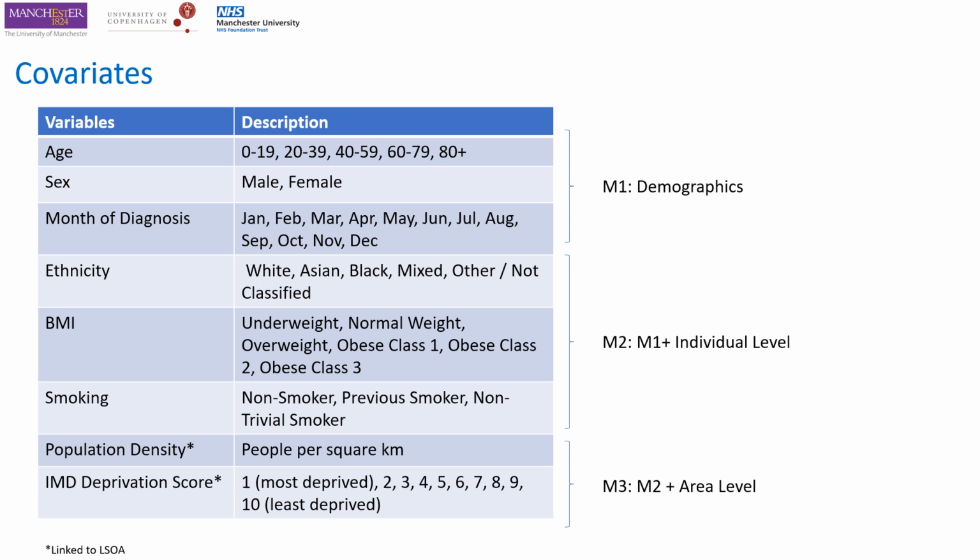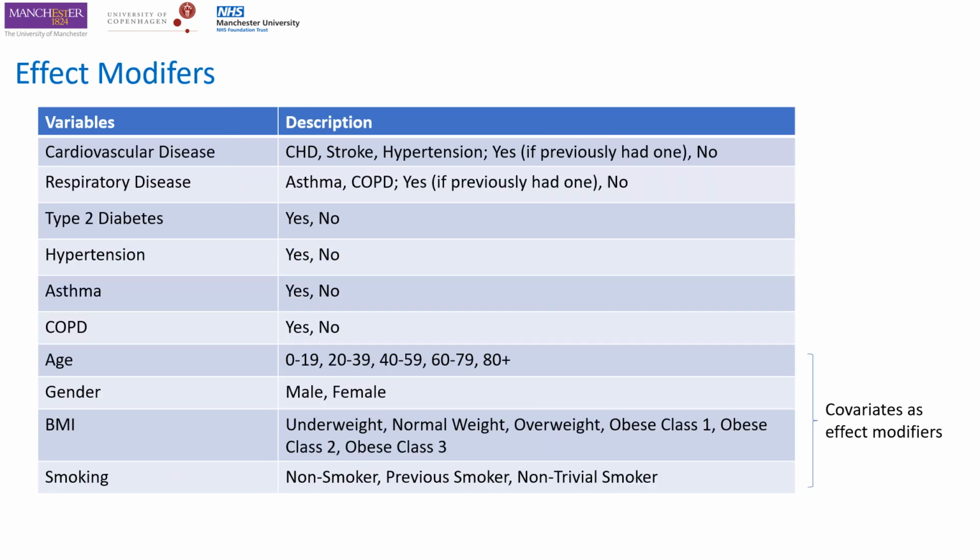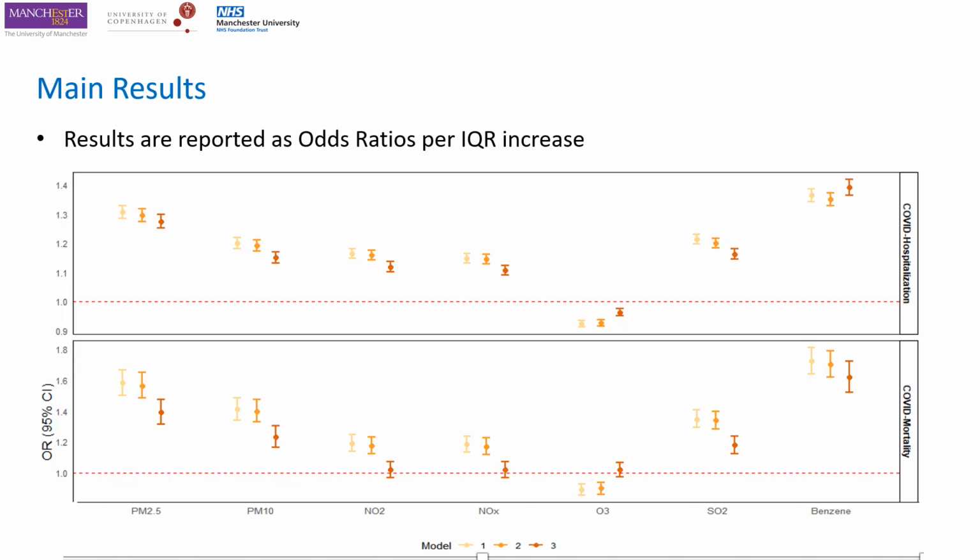So in this study, these are the covariates that I used. I built 3 models. The first one was demographics, the second one was model 1 plus the individual level covariates, and model 3 was model 2 plus the area level covariates. And these were the effect modifiers that I used. I used some of the covariates as effect modifiers as well to look at the differences between groups.